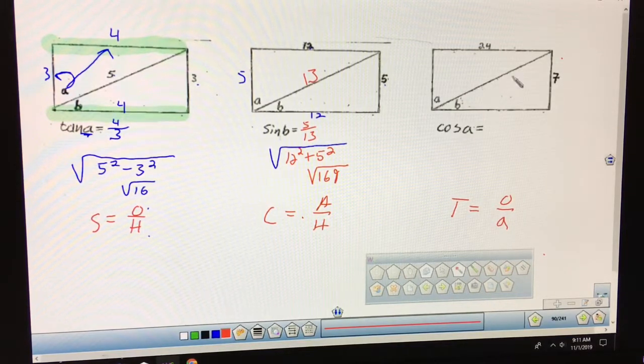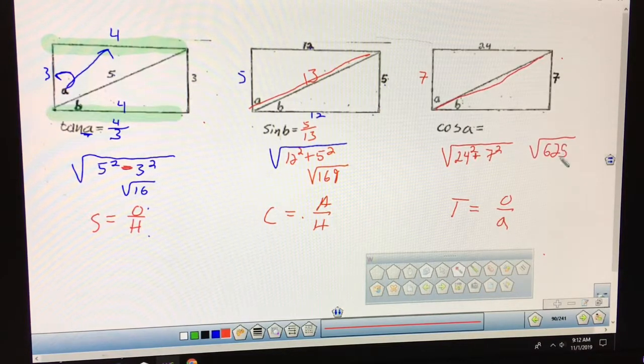Cosine, again, I need the hypotenuse. They don't give it to me, so I'm going to do the Pythagorean theorem. This side is 7. I don't subtract them. Oh, you do add them. You add them when you're looking for the hypotenuse. You subtract them when you're looking for a leg. So 24 squared plus 7 squared is 625. The square root of 625 is 25. Cosine A is adjacent, that would be 7 over the hypotenuse, which is 25.